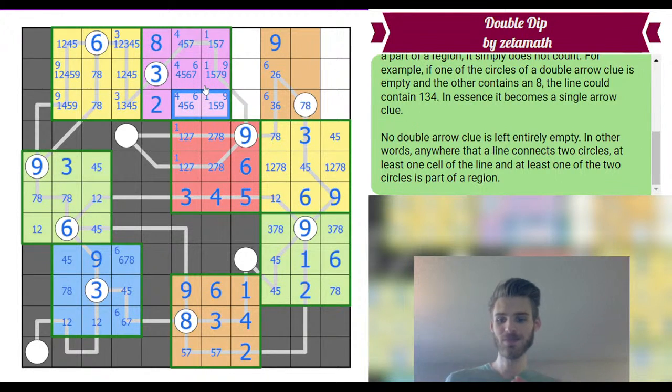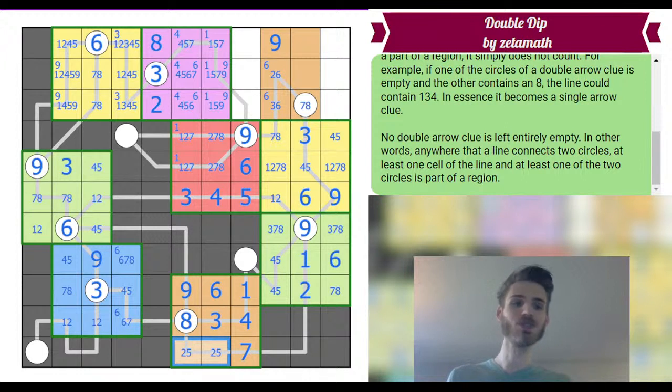Trying to mind read Zetamath right now. Oh no, have I broken the puzzle? Yes, I have broken the puzzle because I put the wrong digit down here. This is a 7. It was supposed to be the other digit, not the 2. I knew what I was trying to do, but I did the opposite. Yes, I saw it, Zetamath. Don't worry. I knew what I was doing, but I did the opposite.